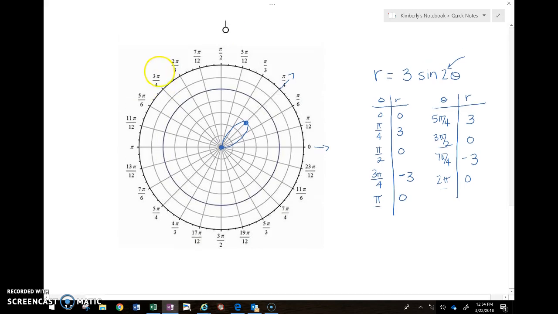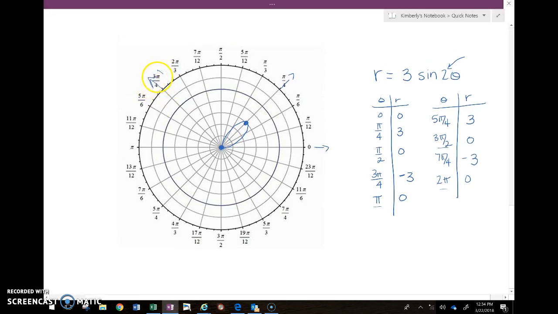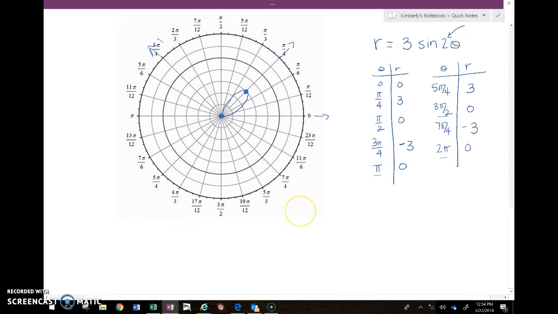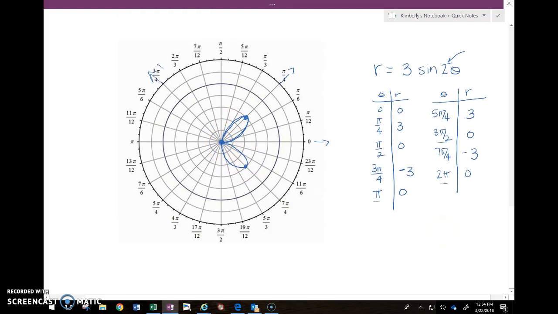Now when we're over here at 3 pi-fourths, so I'm in the second quadrant, notice that here my radius is negative again. So I'm down here. Opposite 3 pi-fourths is 7 pi-fourths, so that's 1, 2, 3. So where we just went from here to here, now we're going to come down here and then back to 0. Where are we back to 0? Back to 0 at pi.